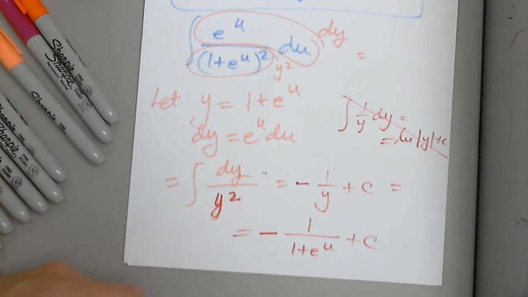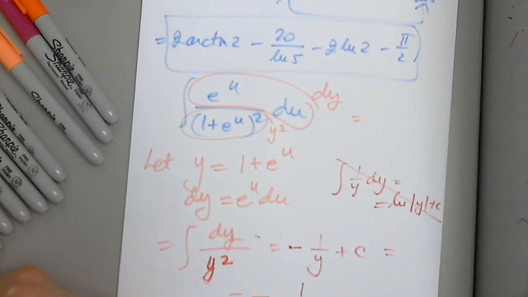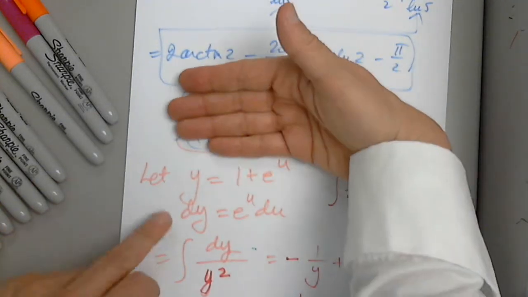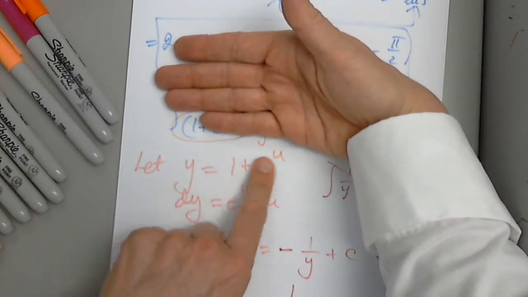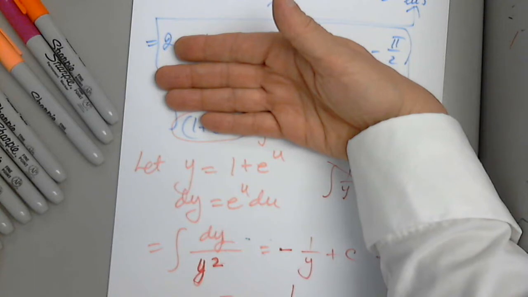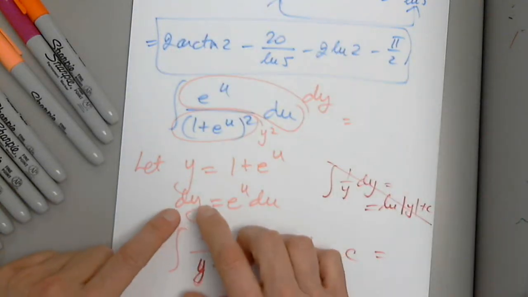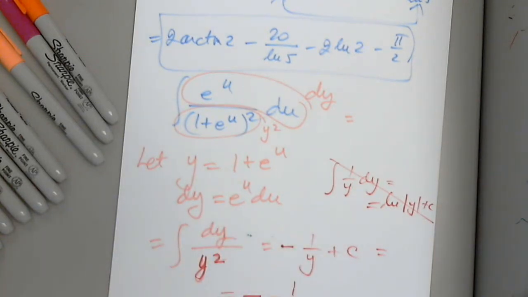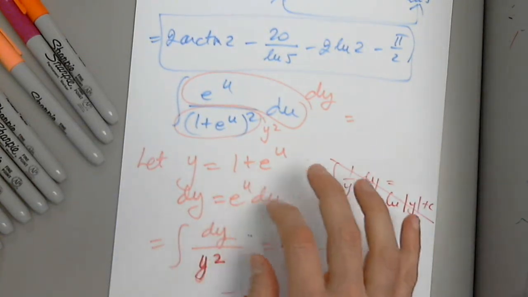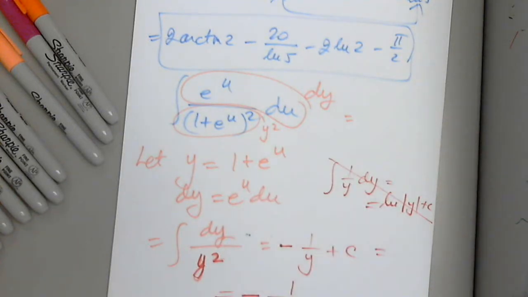Yes, Braden? How do you get dy again? Once I have the function, I can get dy. dy by definition is the function prime times du. So the function prime is e^u times du. This dy is not the derivative, it's the differential. And the formula for the differential is f prime of x dx. I don't have x, I have u. So it's f prime of u du.